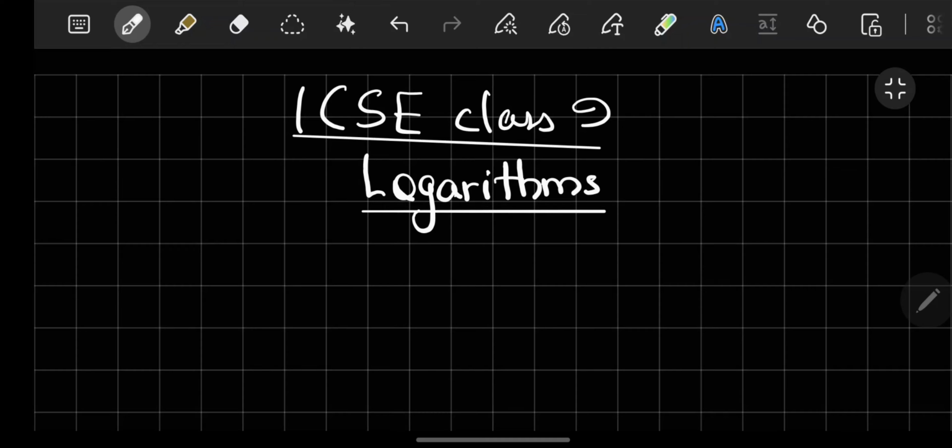Today we are starting one of the most interesting chapters in mathematics, logarithms. Now when you hear the word logarithm, it might sound difficult or even scary. But trust me, by the end of this chapter, you will realize that logarithms are actually very simple.